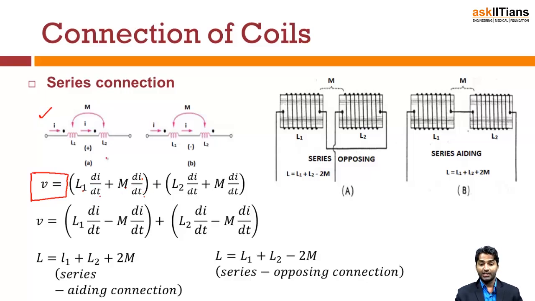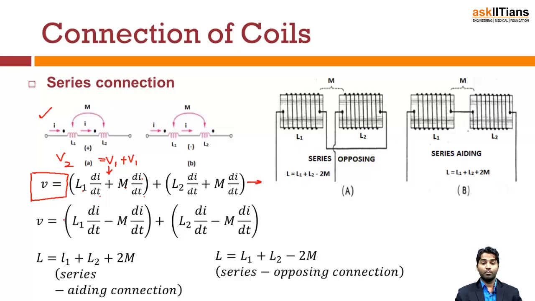Now, the potential due to 1 plus the potential due to 2 will be equal to the total; as they are in series, they share the potential, so it is definitely a linear sum. So the potential V is L1 di/dt plus mutual inductance M di/dt, plus L2 di/dt plus M di/dt. This is when they are aiding each other.